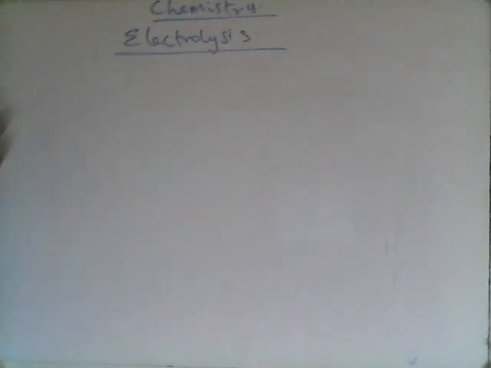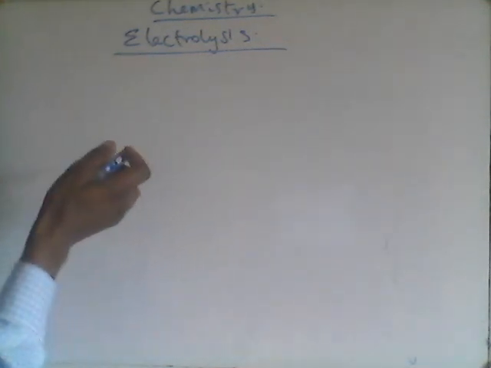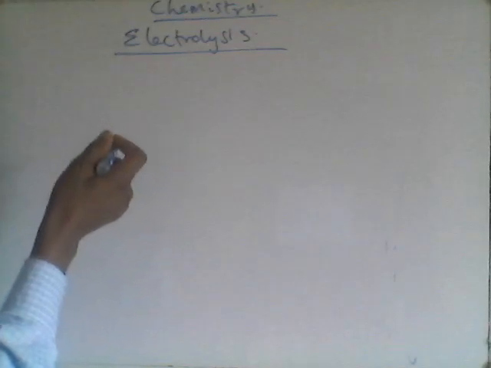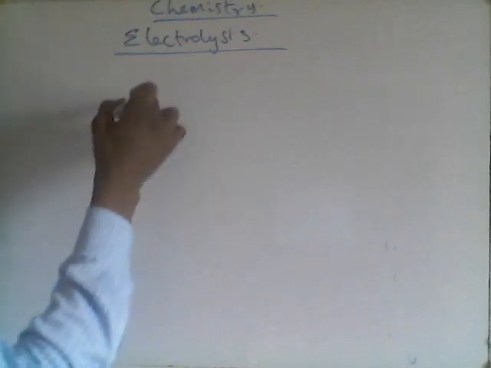So what is electrolysis? Electrolysis is a chemical process in which electrical energy is used to drive a non-spontaneous chemical reaction. It typically involves the decomposition of an ionic compound in molten or aqueous solution using a direct current. So it occurs when we have an electrolytic cell. So this is how it looks.